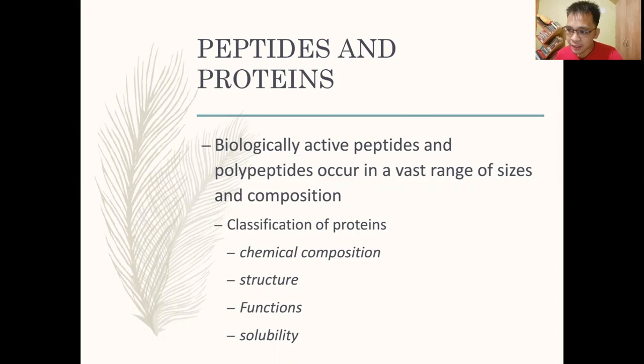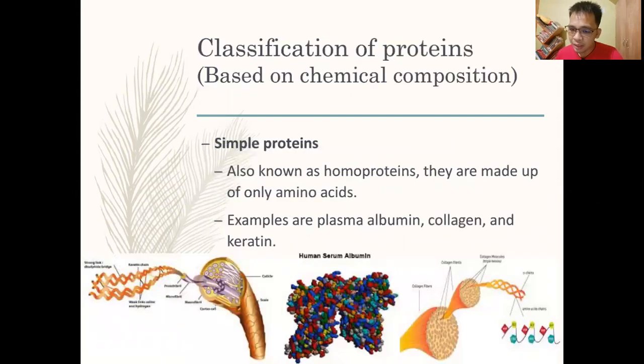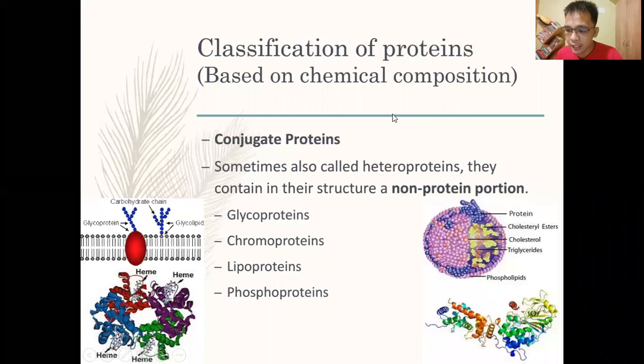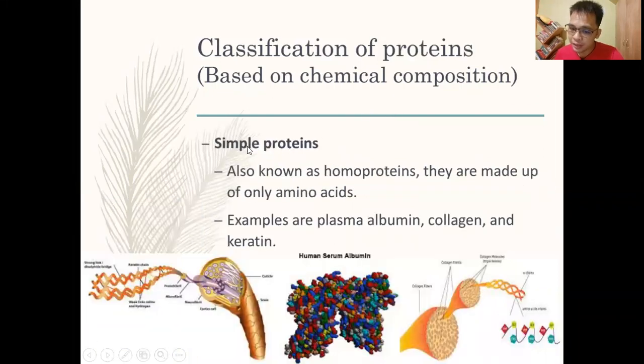So it come up to my realization na ayun pala. So we have, sasabihin ko naman mamaya. For the classification of proteins based on the chemical composition, we have simple proteins and conjugated proteins. When I say simple proteins, it is also known as homoproteins because they are only made up of amino acids. Amino acids lang yun. And those are the plasma albumin na makikita sa mga eggs natin as a storage protein, collagen sa balat natin, and keratin na makikita naman sa may buhok natin.